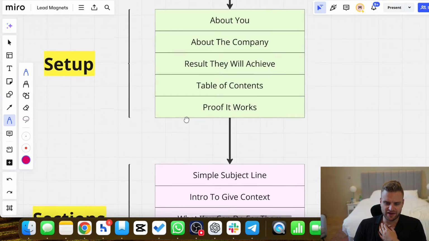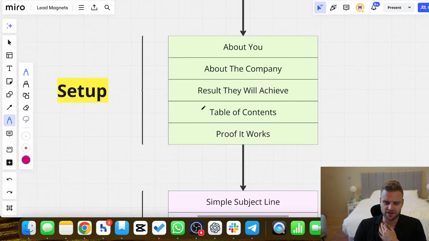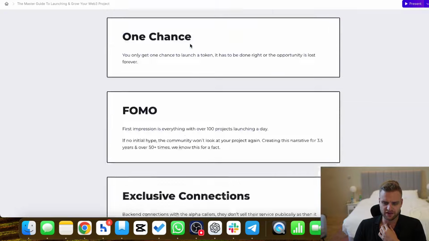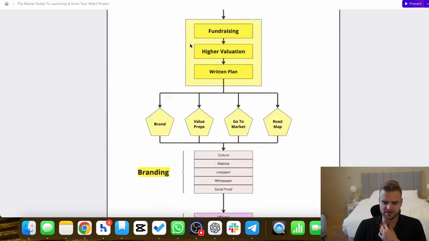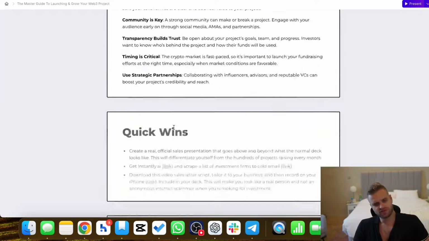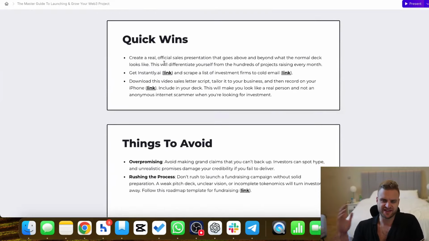And then the next part is going to be the sections. What I like to do, and I'm going to show you the sections, is have at least these parts in all of the sections. So we want to have the overview, some important information, some quick wins that they can take and run with right away.